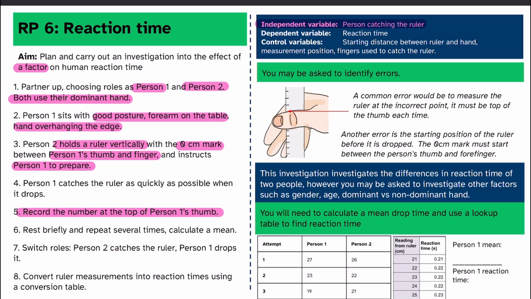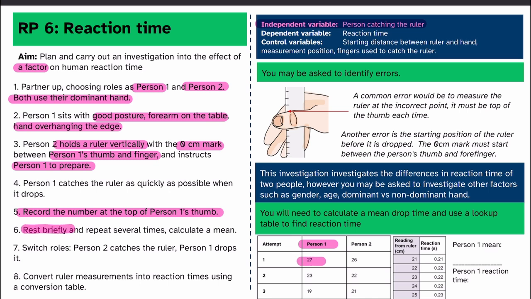So we must record at the very top of person one's thumb, which is why we tell them to catch between thumb and forefinger. If they catch with their full hand, then it's a bit harder to tell where the reaction time actually was. So we stick it into a table like this. So you've got person one, so their first attempt, they got 27 centimetres on the ruler.